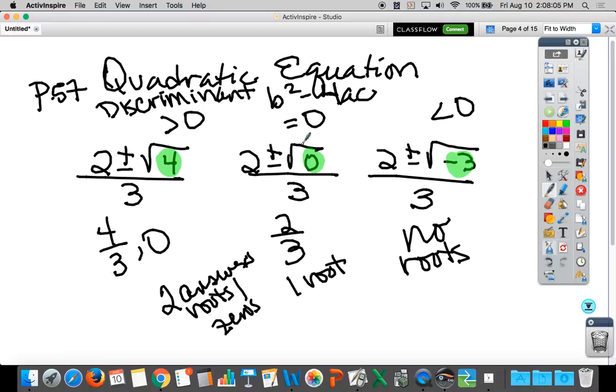If b squared minus 4ac is a perfect square, now, this was a perfect square, right? 4. 4 was a perfect square. I had an integer and a fraction.